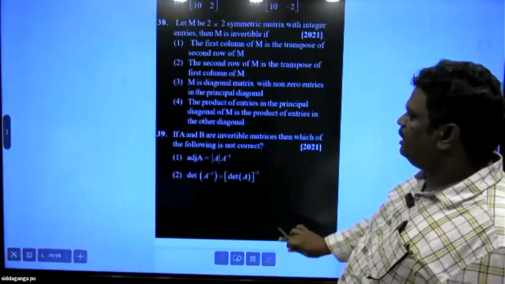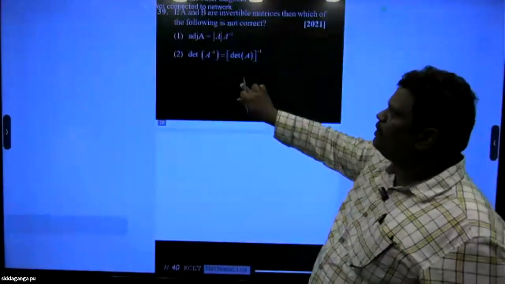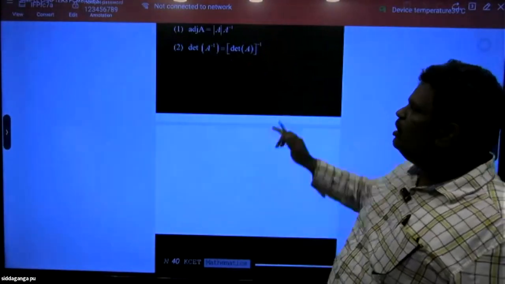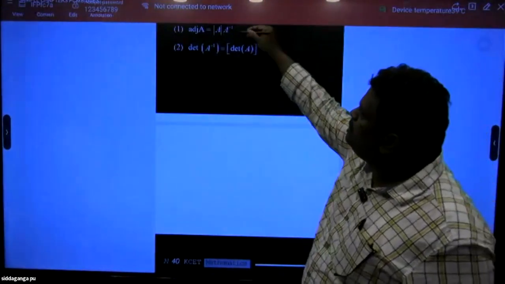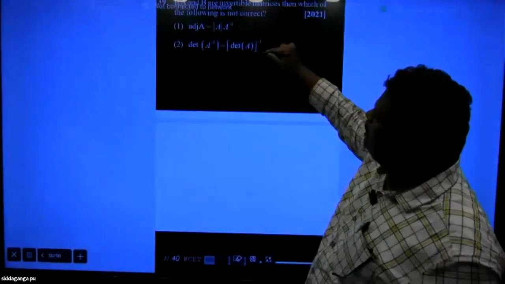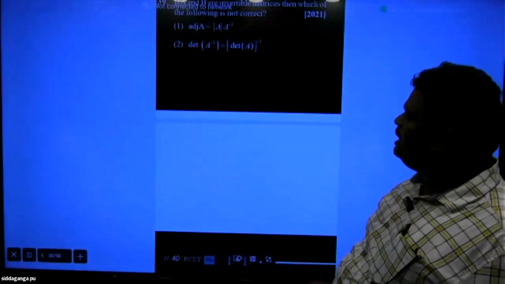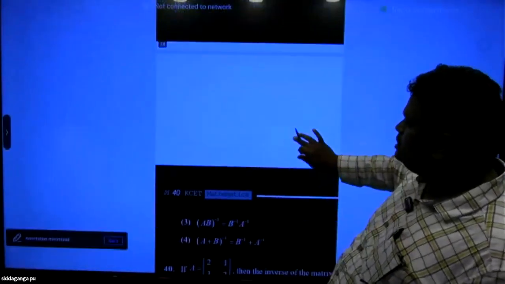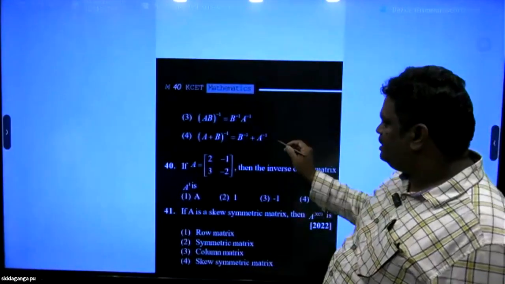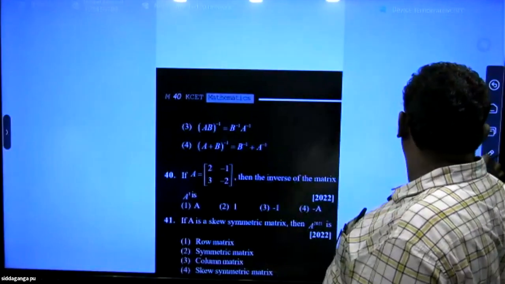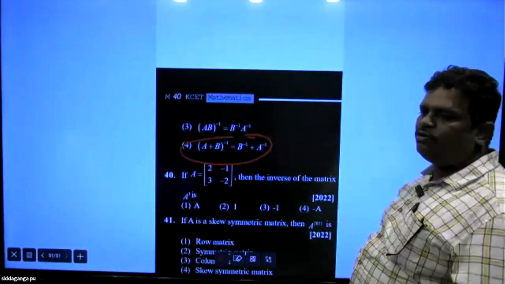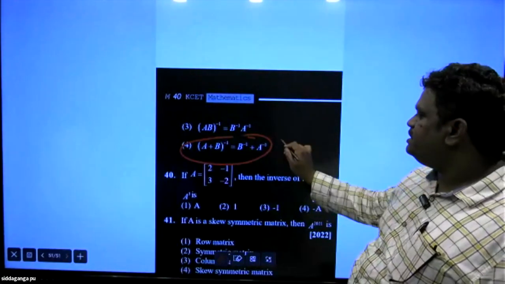Next, the 39th question. I have already explained this formula. Which one is not correct? Adjoint A: the formula is A inverse is equal to adjoint A by det A. So this one is correct, and this one is also correct: det A inverse is equal to 1 by det A. The other option given: AB whole inverse is equal to B inverse into A inverse. Correct. But this one is wrong. The fourth option is wrong: A plus B whole inverse is not equal to B inverse plus A inverse, there is no such property. So that's why this is the wrong option.